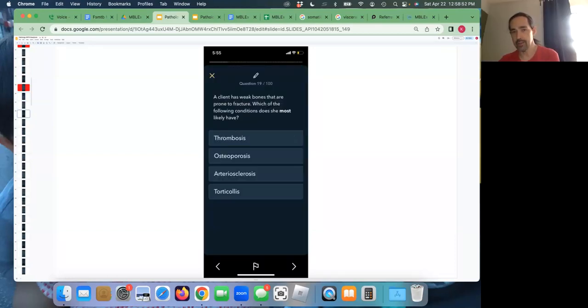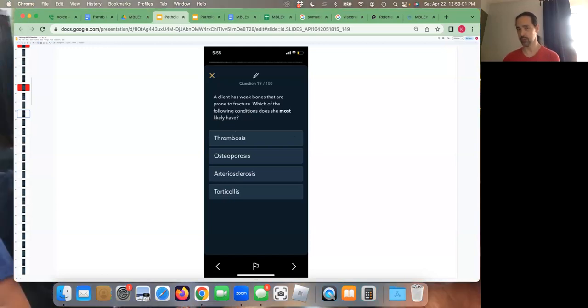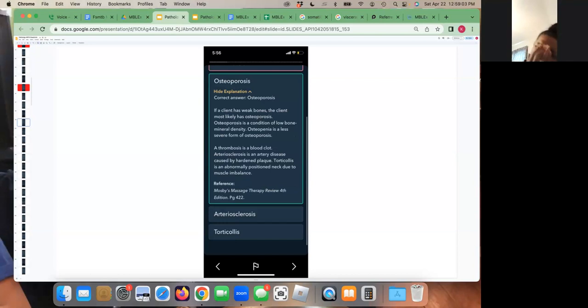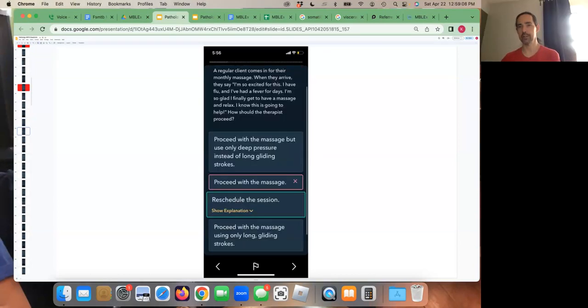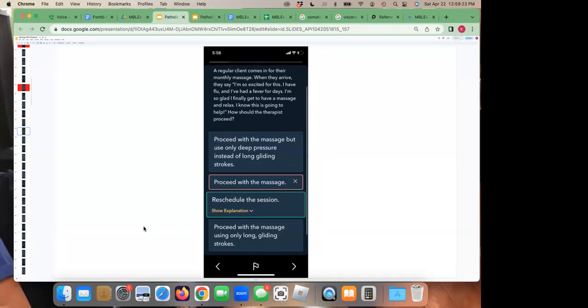A client has weak bones that are prone to fracture. Which of the following conditions does she most likely have? Thrombosis, osteoporosis, arteriosclerosis, or torticollis? B. Osteoporosis, correct. A regular client comes in for their first monthly massage. When they arrive, they say, I'm so excited for this. I have the flu and I've had a fever for days. Okay, so obviously proceed with the massage or reschedule the session? It's reschedule the session.